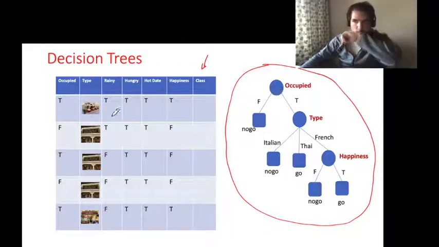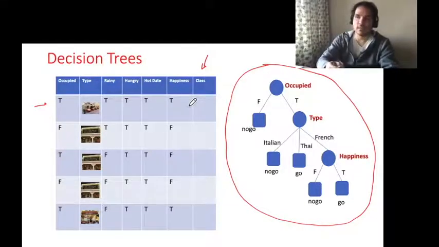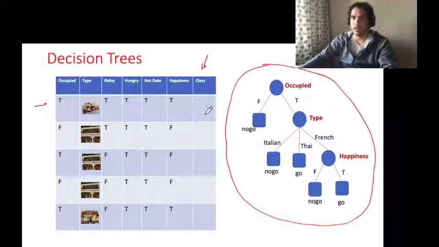Okay, so basically we want to classify this as positive, meaning I'm going into the restaurant, or negative, meaning I'm not going into the restaurant. Basically this is how we want to classify all these examples.